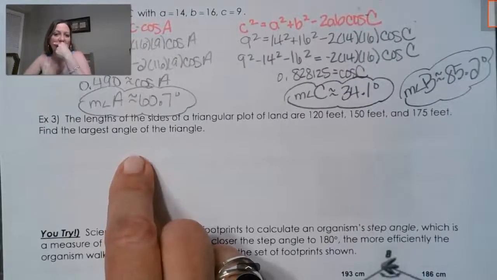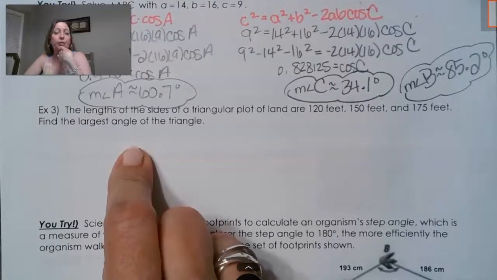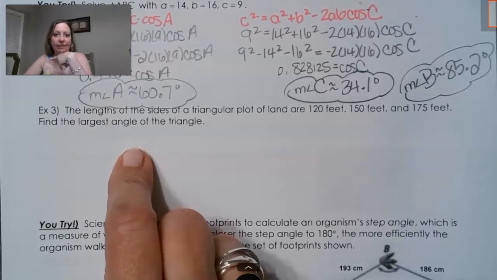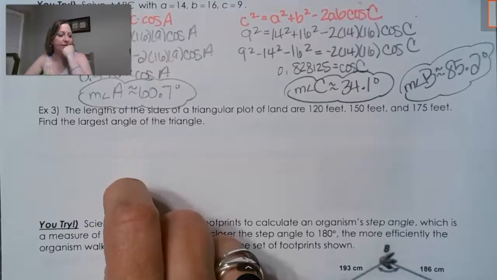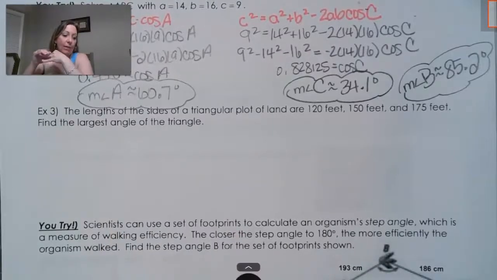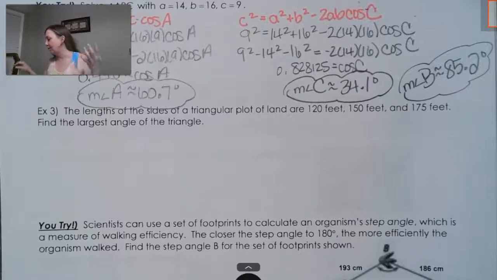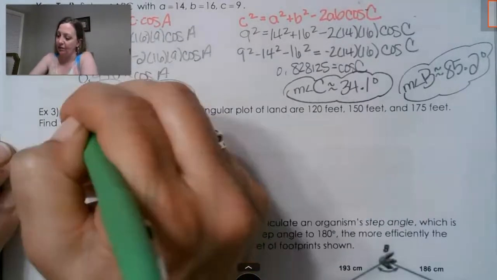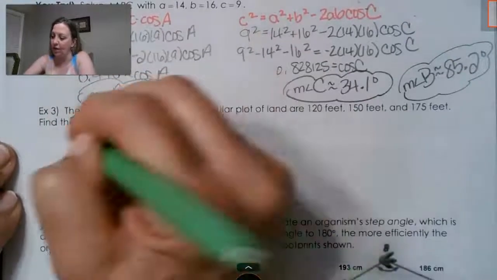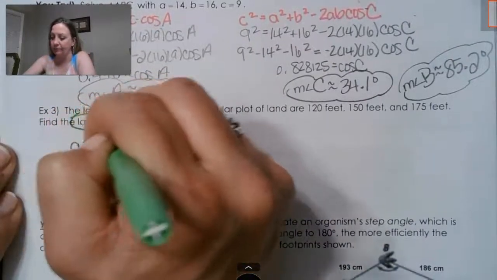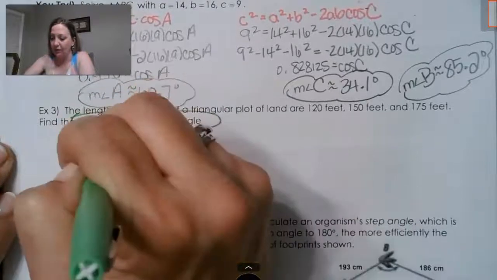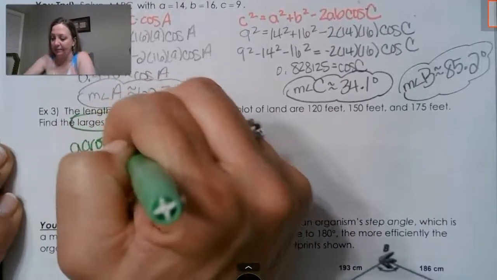So example 3 says the lengths of the sides of a triangular plot of land are 120 feet, 150 feet, and 175 feet. Which is the largest angle of the triangle? Well, we've discussed this a little bit earlier in the unit. The largest angle of the triangle is going to be across from what? That's right, across from the longest side.